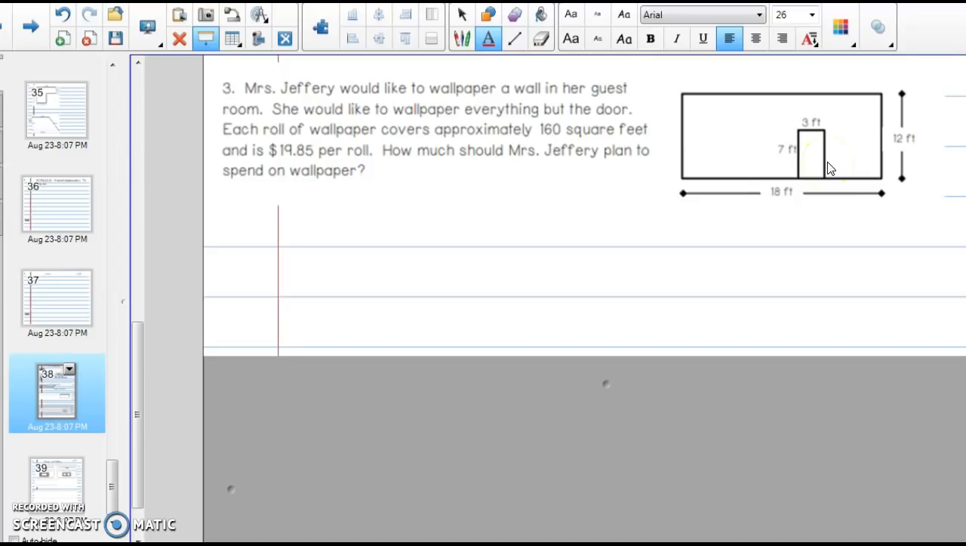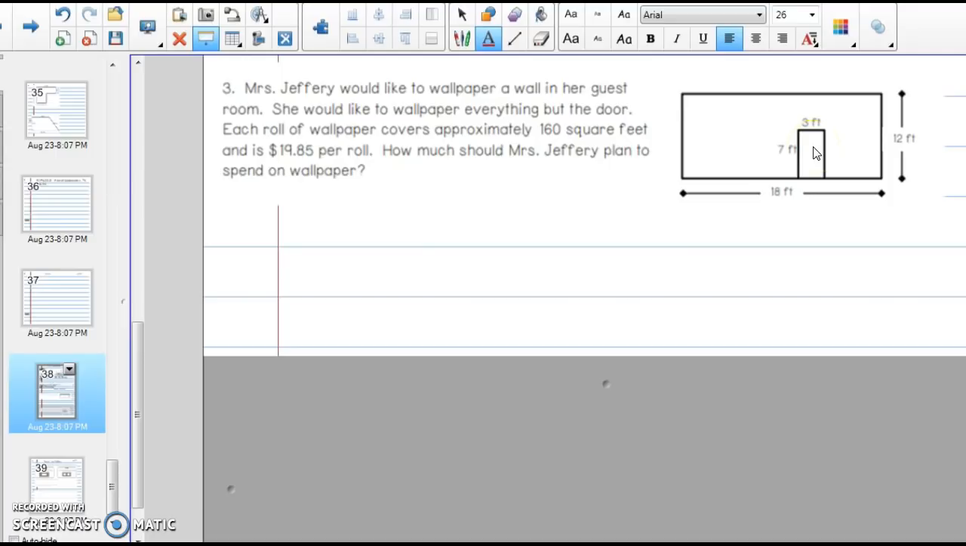This picture represents that Mrs. Jeffrey would like to put wallpaper on her wall in her guest room. She would like to wallpaper everything except this section, which is the door. So she's going to put wallpaper on this entire area without wallpapering the door.